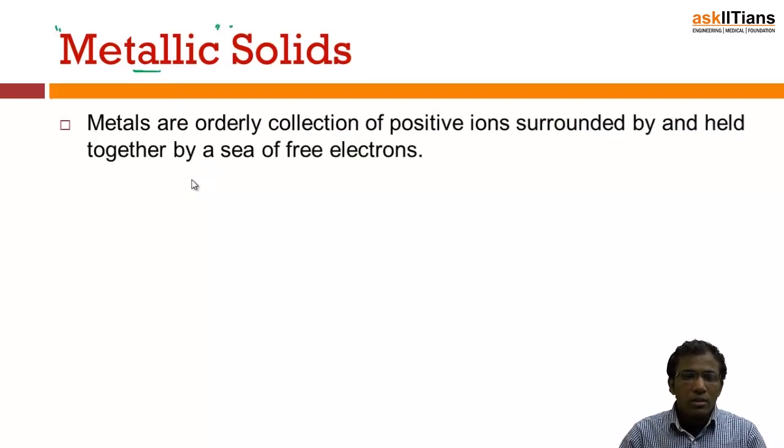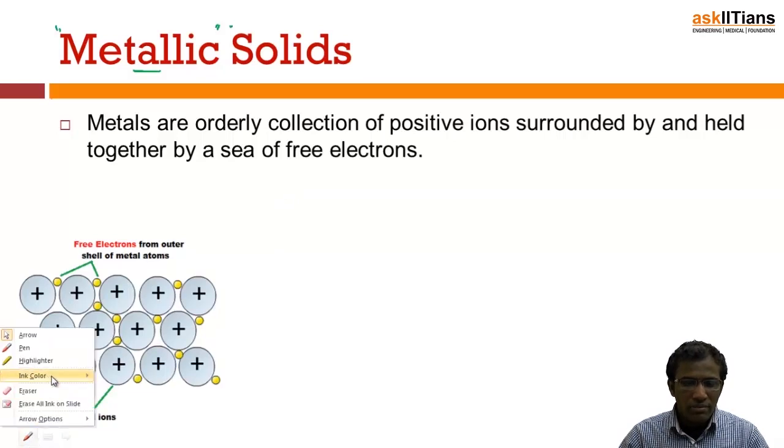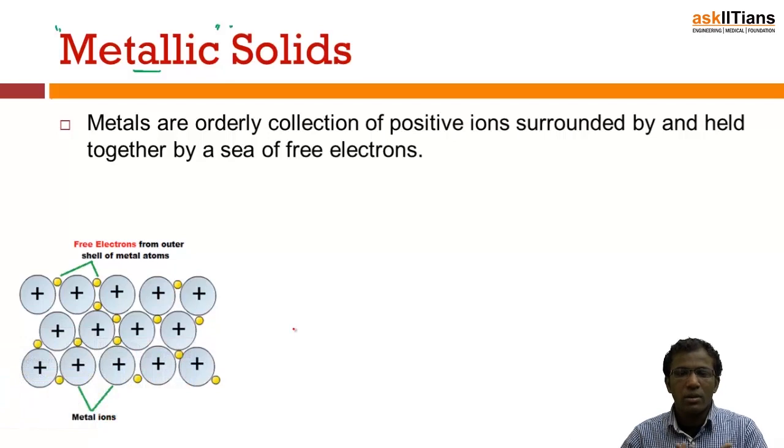We know that metals are an orderly collection of positive ions which are surrounded by and held together by a sea of free electrons. I'll make you understand from this picture. If you take a piece of any metal, say a piece of copper, what does it contain? It contains copper atoms. We know that metals have a tendency to lose their electrons easily. Let us assume this is a piece of copper I have taken.